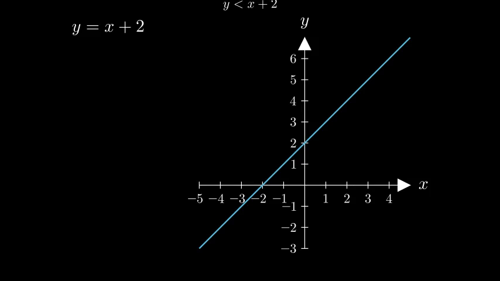Step 2. Since our inequality is y less than x plus 2, we use a dashed line to indicate that the boundary is not included in the solution. If we had y less than or equal to x plus 2, we would use a solid line instead.